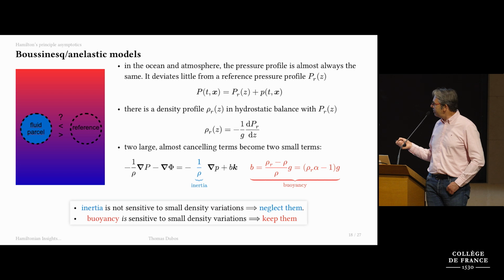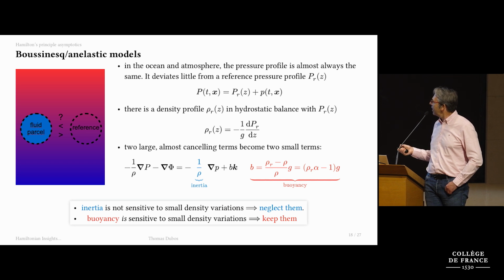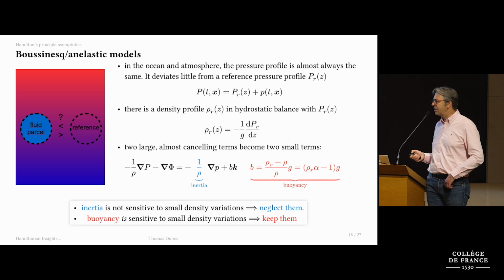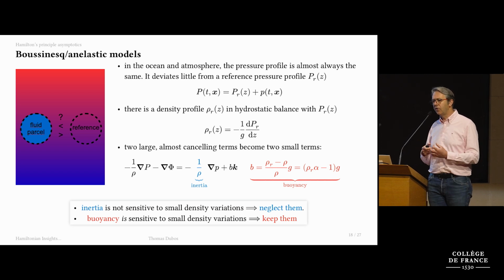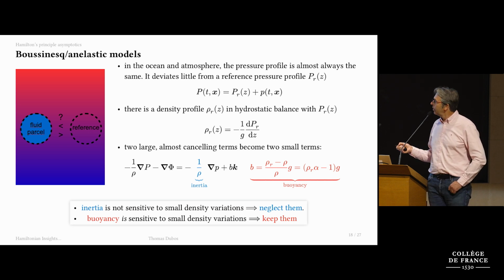Then you can derive a density profile by hydrostatic balance from that reference pressure profile. And when you inject that into the forces that act on a fluid parcel, basically this term will cancel this term. Instead of having two large terms that almost cancel each other, so that you don't really have a good sense of the source of motion, you end up with two small terms, each of which can drive motion. So this is the gradient of the excess pressure, and this is the so-called buoyancy.